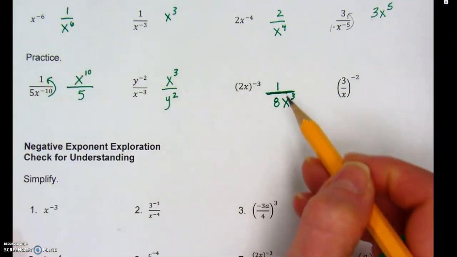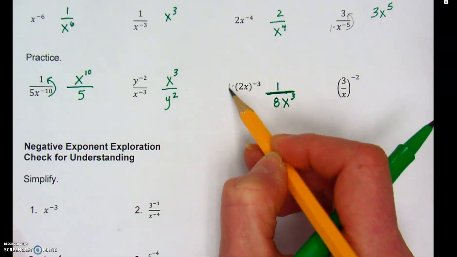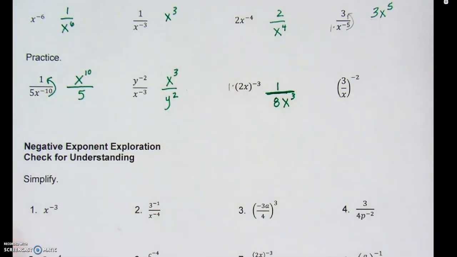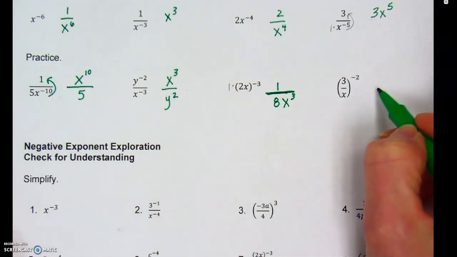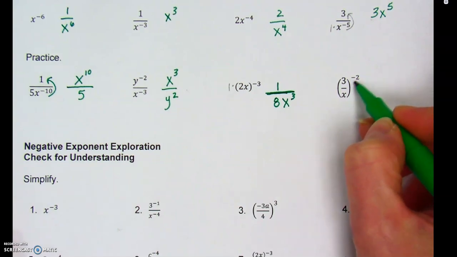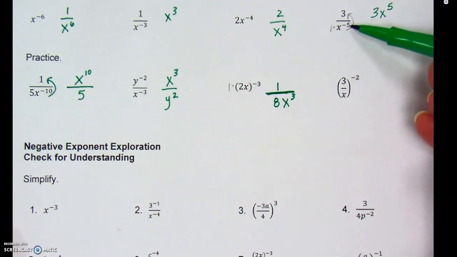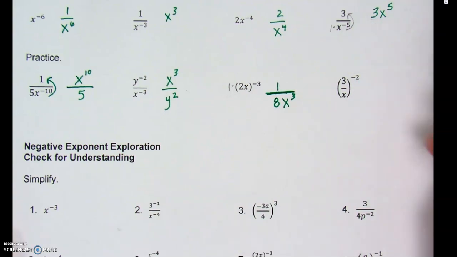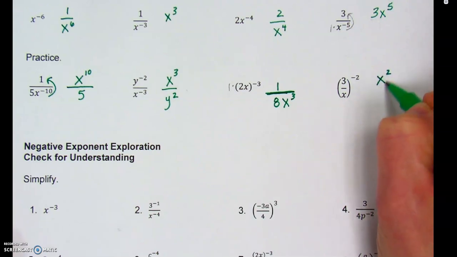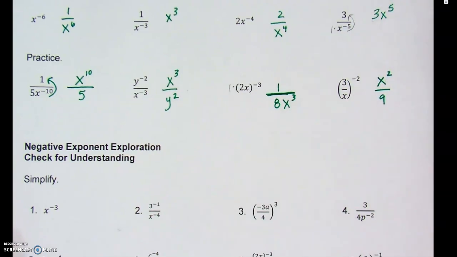You might say, where does the 1 come from? We understand that there is a coefficient of 1 here, even though we don't write it. And finally, this negative 2 is applying to everything in the parentheses, the entire fraction. Here the negative exponent only applied to the x, but here it's both. This would be x squared over 9.